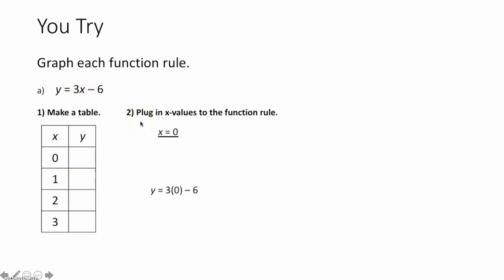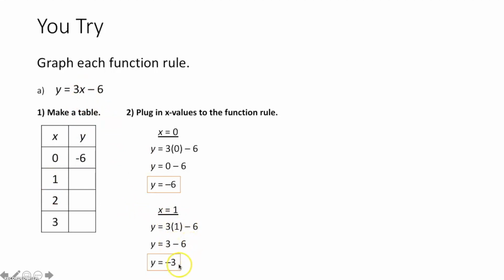So if I plug in 0, what's 0 times 3? 0. What's 0 minus 6? Negative 6. So I put negative 6 next to 0. I'm going to plug in 1 for x and see what y value I get. So if I plug in 1 to the original function for x, what's 3 times 1? That's 3. What's 3 minus 6? That's negative 3. So the y value that goes with x equal to 1 is negative 3, so I put that there.